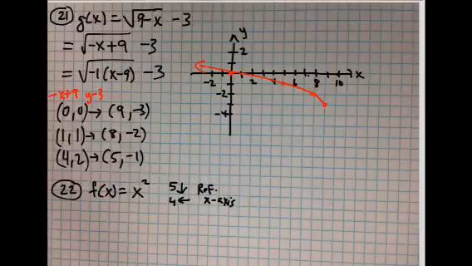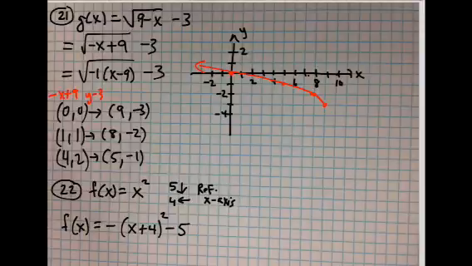So they want you to write a function for where the parent function is x squared, f of x is x squared, with these 3 transformations right here: down 5, left 4, and reflecting over the x-axis. Well, reflecting over the x-axis is a being negative 1. So I'm going to put a negative there. And then to the left 4 means x plus 4 squared. And then down 5 means minus 5. That's your k value. And that's it.